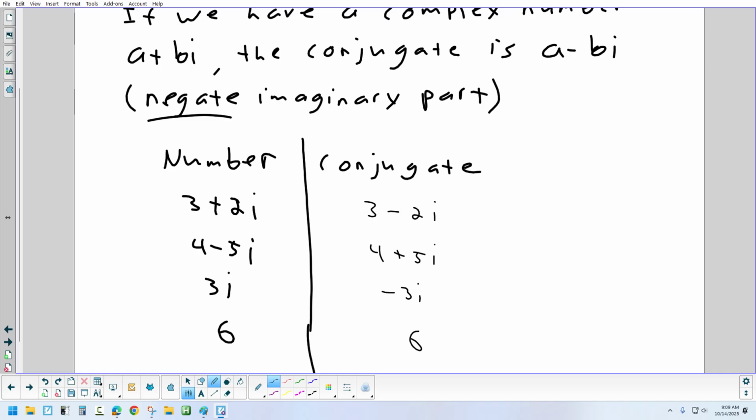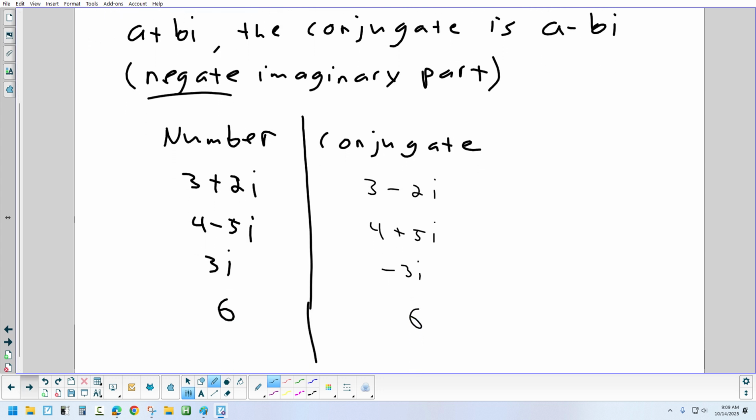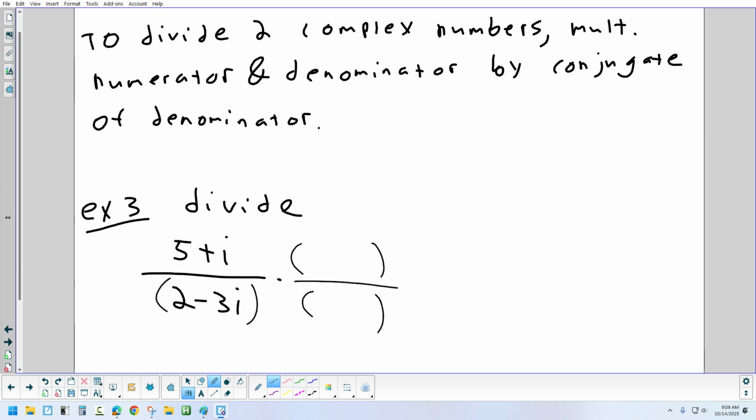Okay, so now that we know how to find the conjugate, now we're going to use the conjugate to do division. So to divide two complex numbers like this, we don't actually do division, we do multiplication. And we end up multiplying the top and the bottom by the conjugate of what's in the bottom. Okay, as long as you multiply top and bottom by the same thing, you're not changing the fraction. You're manipulating how it looks and you're simplifying it by multiplying by the conjugate. Okay. So what's the conjugate of the denominator in this case?